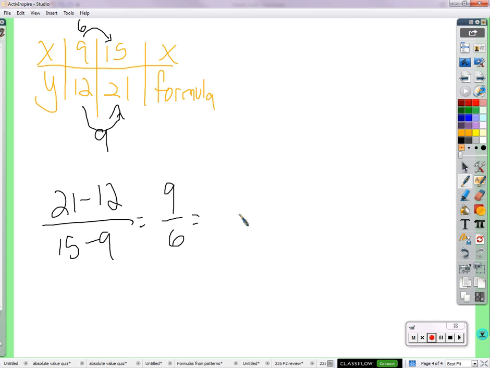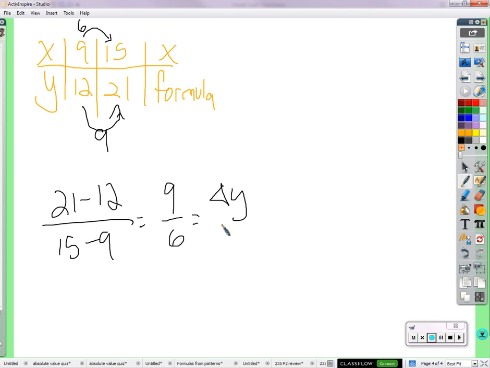9 is a number. What does it describe about this chart? It's not a letter. Does it describe x? No. It describes y. Emma, tell me more. It tells you how much y is going up. How much y changed? Yes.